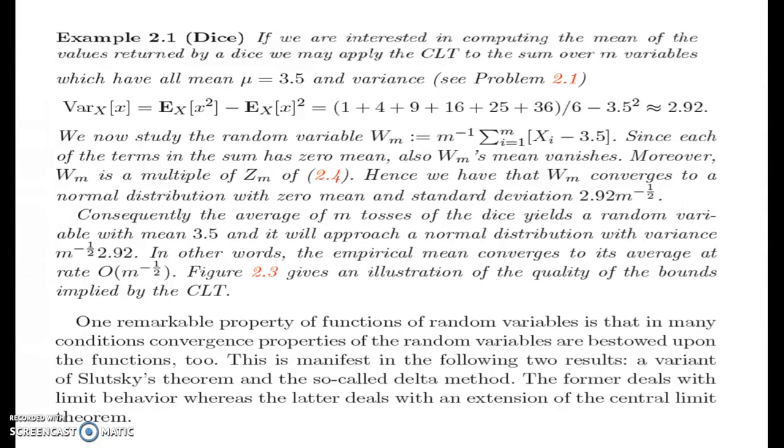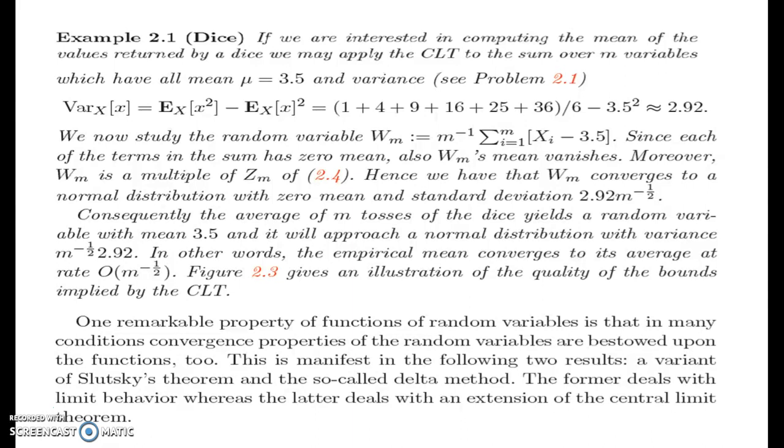If we take the example of the dice again, the dice which we were using in the poker, and we are interested in computing the mean of the values returned by a dice, we may apply the CLT to the sum over m variables, which all have mean mu equals 3.5 and variance Var[x] equals E[x squared] minus E[x] squared, which is (1 plus 4 plus 9 plus 16 plus 25 plus 36) divided by 6, minus 3.5 squared. These are the squares of the values that we have in the dice.